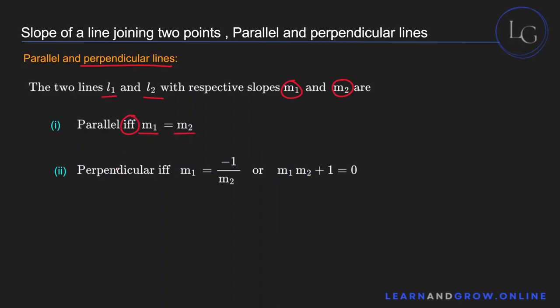Okay? And they will be perpendicular if and only if M1 is equal to the negative reciprocal of M2, or M1 into M2 plus 1 is equal to 0. So if you have, say, this line over here, and if you have this line over here, they will be perpendicular if and only if the gradient of this line is equal to the negative reciprocal of the gradient of this line.